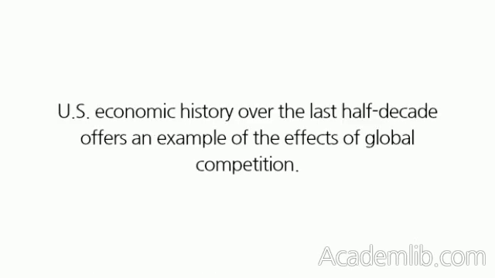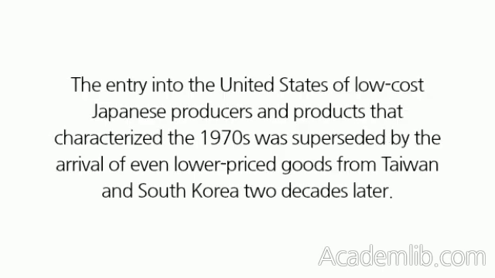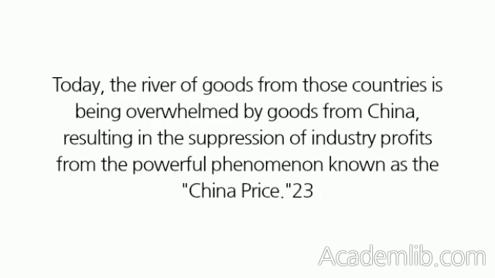U.S. economic history over the last half-decade offers an example of the effects of global competition. The entry into the United States of low-cost Japanese producers and products that characterized the 1970s was superseded by the arrival of even lower-priced goods from Taiwan and South Korea 2 decades later. Today, the river of goods from those countries is being overwhelmed by goods from China, resulting in the suppression of industry profits from the powerful phenomenon known as the China price.